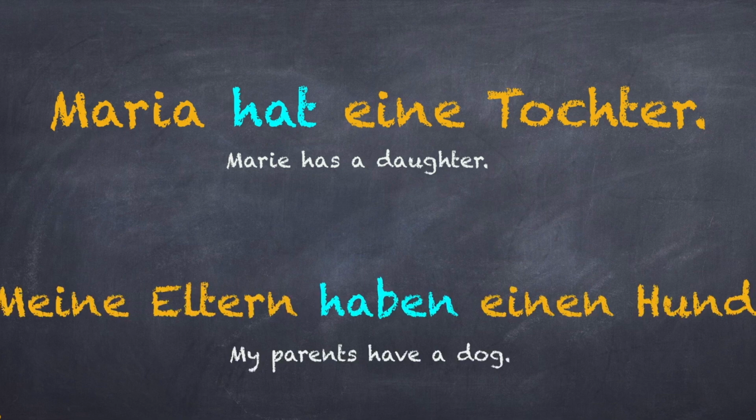Similarly in the next sentence. Meine Eltern haben einen Hund. The subject here is meine Eltern. Which pronoun would replace it? It's in the third person and plural, for which we have sie, and the verb is conjugated according to it. Sie haben, meine Eltern haben.